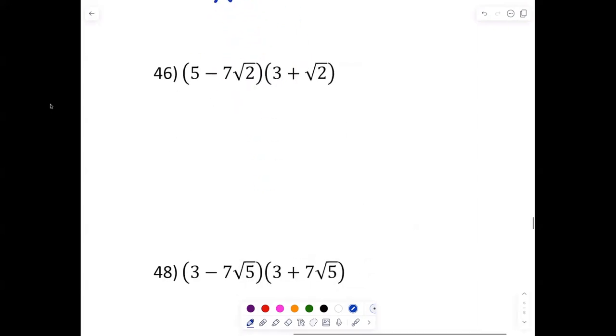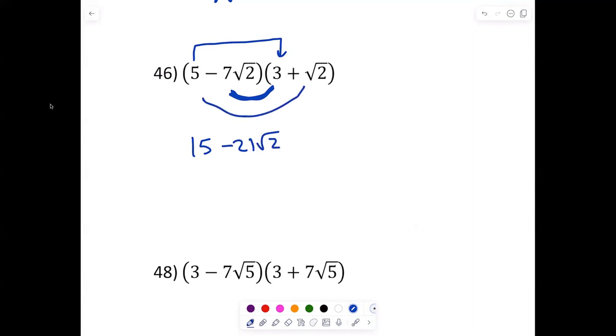We got to practice our multiplication. What is 5 times 3? So anybody put 15 down. Now we do our smiley faces. How much is this? How many? Negative 21 radical 2 is perfect. What's this smiley face? Equals 5. Plus 5 radical 2. Perfect.